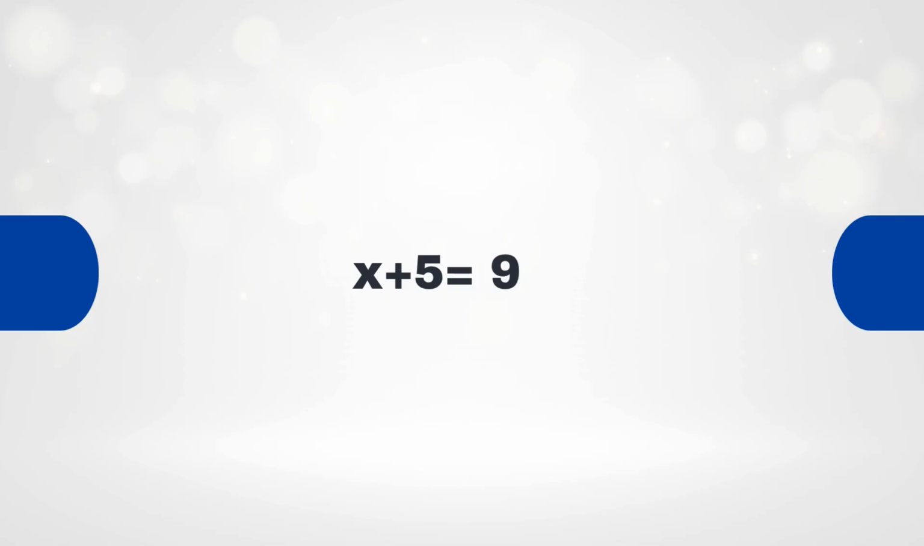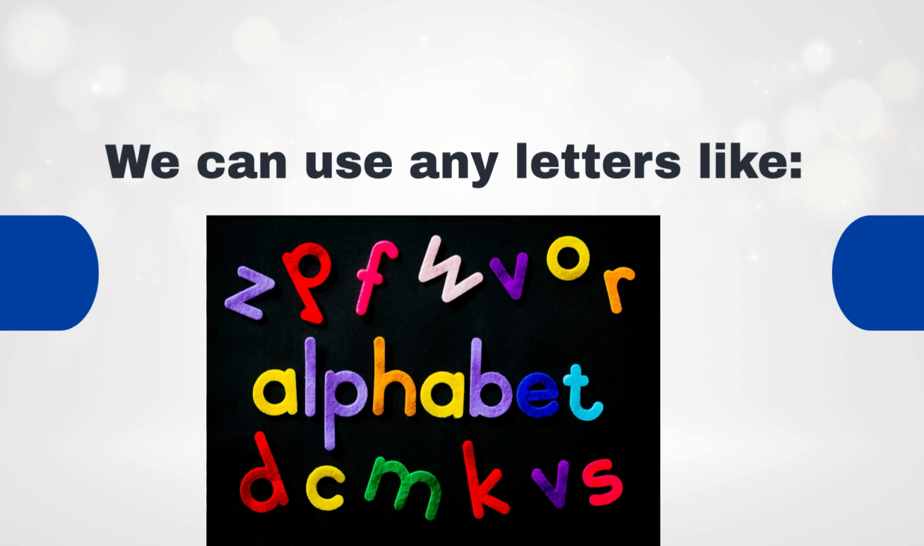X plus 5 equals 9. It simply means, what number should I add 5 to get 9? And you already know the answer. It's 4. For any unknown numbers we use the letters X, Y or A, B, C, etc.